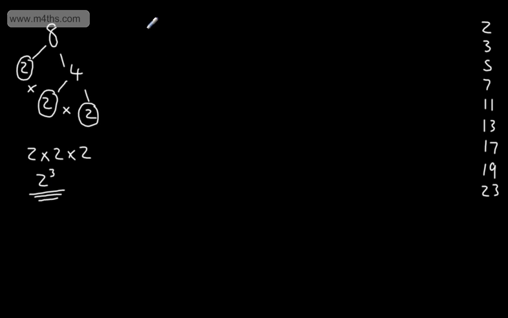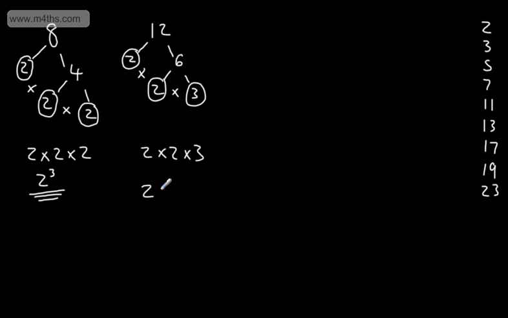Let's go ahead now and do it with 12. Can we divide 12 by 2? The answer is yes, and that gives me 6. Can I divide this by 2? Yes, I can, and that will give me 3. All of these are prime numbers, and we've prime factored 12. We're out of numbers, so we can write this now as 2 times 2 times 3, or we can say 2 squared times 3. So, as a product of its prime factors, we can say 12 is 2 squared times 3.